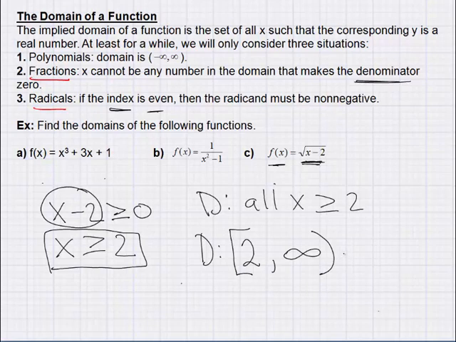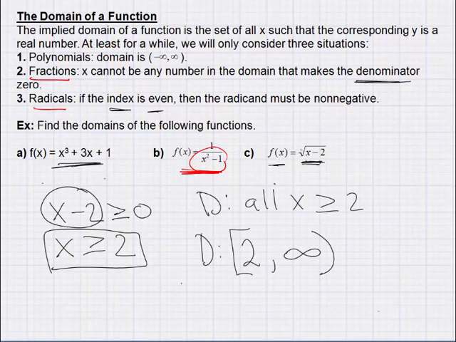So to sum it all up, for polynomials, the domain will always be all real numbers. Rational functions, okay? These are the fractions. The denominator cannot be 0. Any value that makes that denominator a 0 will not be in the domain.